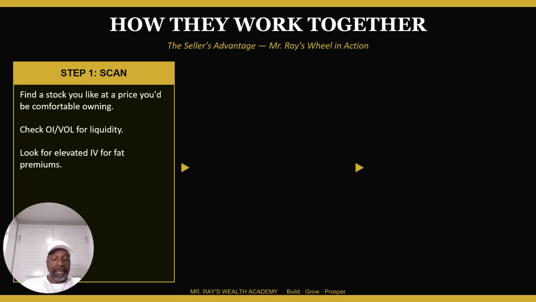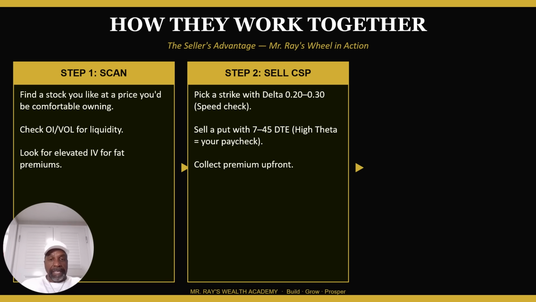All right, you're going to check and see if it has open interest. Does it have volume for liquidity? Okay. And then you're going to look for the stocks that are elevated for fat premiums. And this is usually whenever there's fear in the market, when the stock has dropped quite a bit, that's when I'm looking to go in and to sell a put 15 to 20% below where it's already trading. Okay.